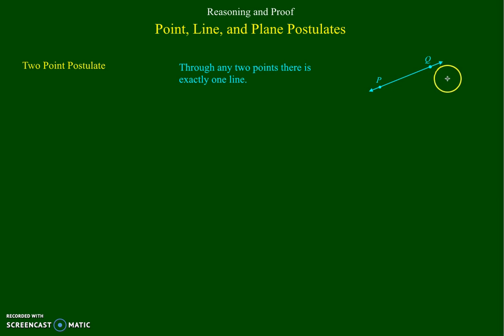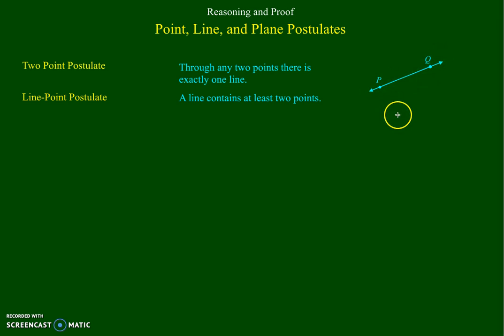The next postulate is something that falls directly from this postulate, and that is the line-point postulate. And the line-point postulate says that a line contains at least 2 points. We know that a line contains an infinite number of points, but it must have at least 2 points, and that is in fact how we name lines, with 2 points on the same line.